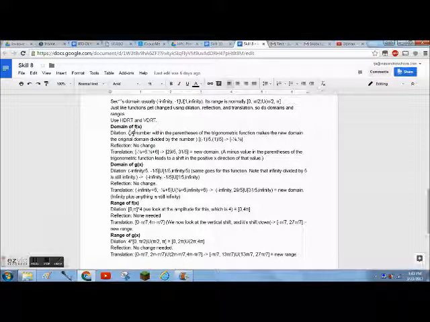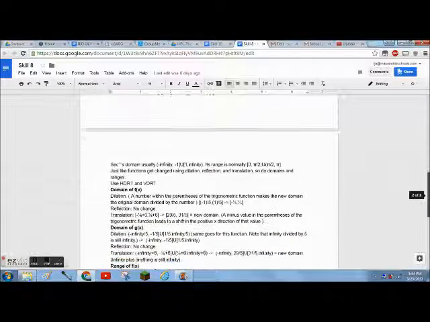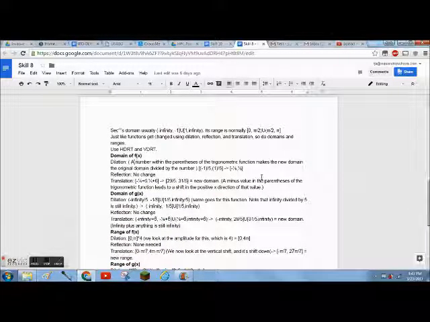Dilation. We have to understand that a number within the parentheses of the trigonometric function makes a new domain the original domain divided by the number. So 5 was in the parentheses, so we have to take the normal domain and divide by 5. So now we have negative 1/5 and 1/5.